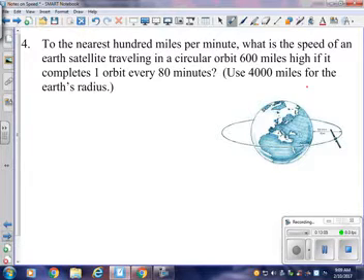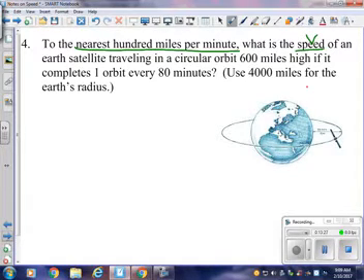So now we're going to look at something rounded to the nearest 100 miles per minute. So they're telling me my answer has to be in miles and it has to be in minutes. So if that's not what they're giving me, I would need to convert. What is the speed? Okay, again, speed means velocity.